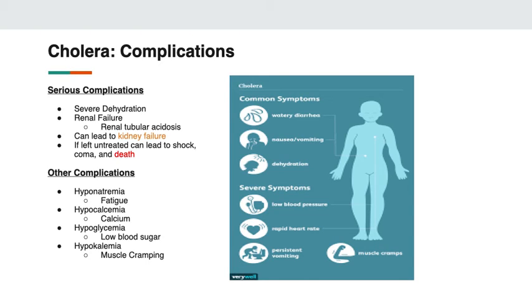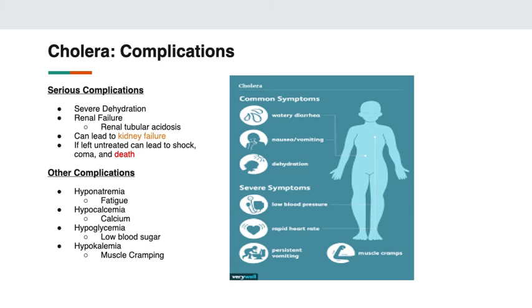What are the complications if the person is infected? The first complication is severe dehydration, if the person is losing a lot of fluids from his or her body. Second is renal failure, in which there is renal tubular acidosis, and the person cannot stop having bowel movements. The third complication is that it can lead to kidney failure, because losing too much water can affect the kidneys. And lastly, a serious complication: if left untreated, it can lead to shock, coma, or even death.